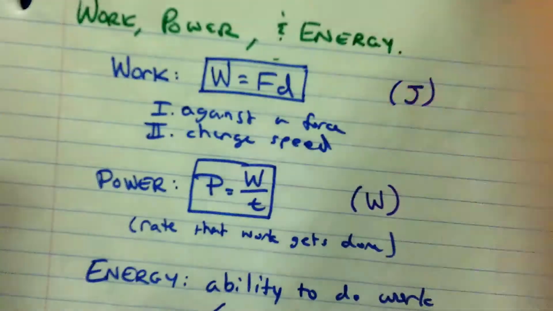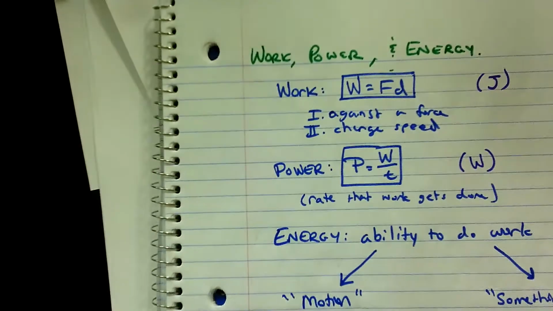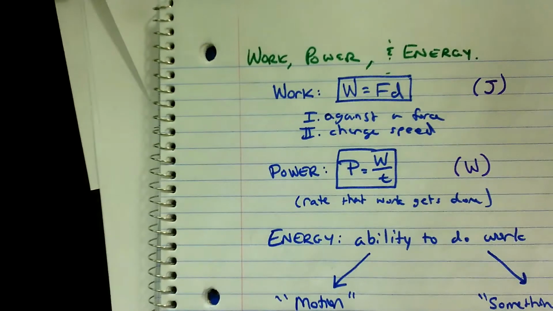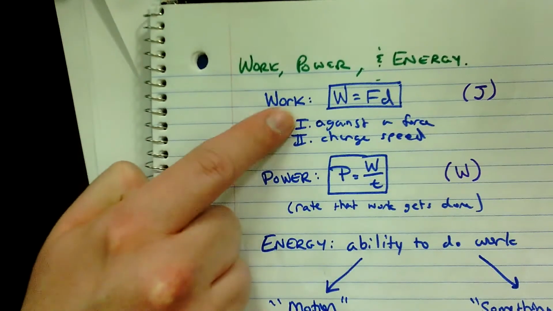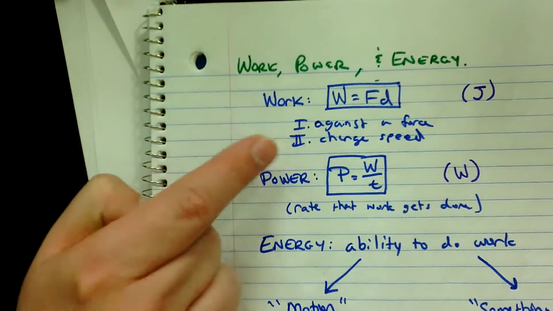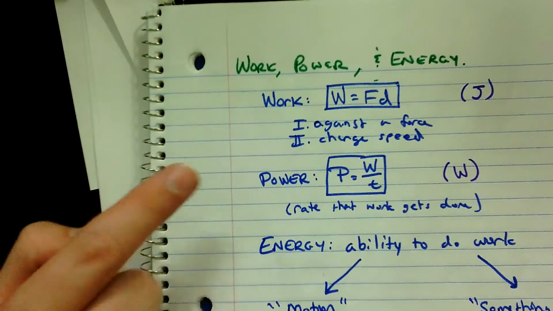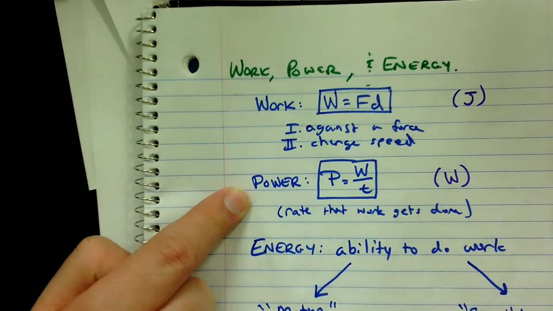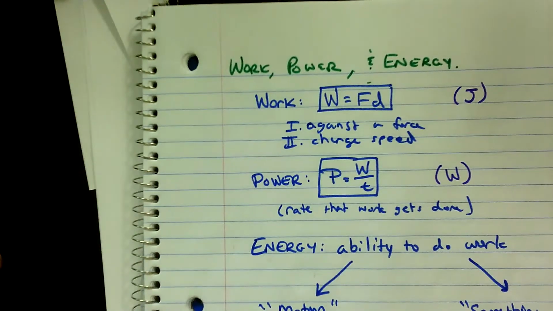All right, so remember we ended last class by summarizing what we talked about. We talked about how work is force times distance. There are two categories: work against a force, and work to change speed. We measure work in joules. We talked about power as the rate that work gets done, work divided by time, measured in watts.